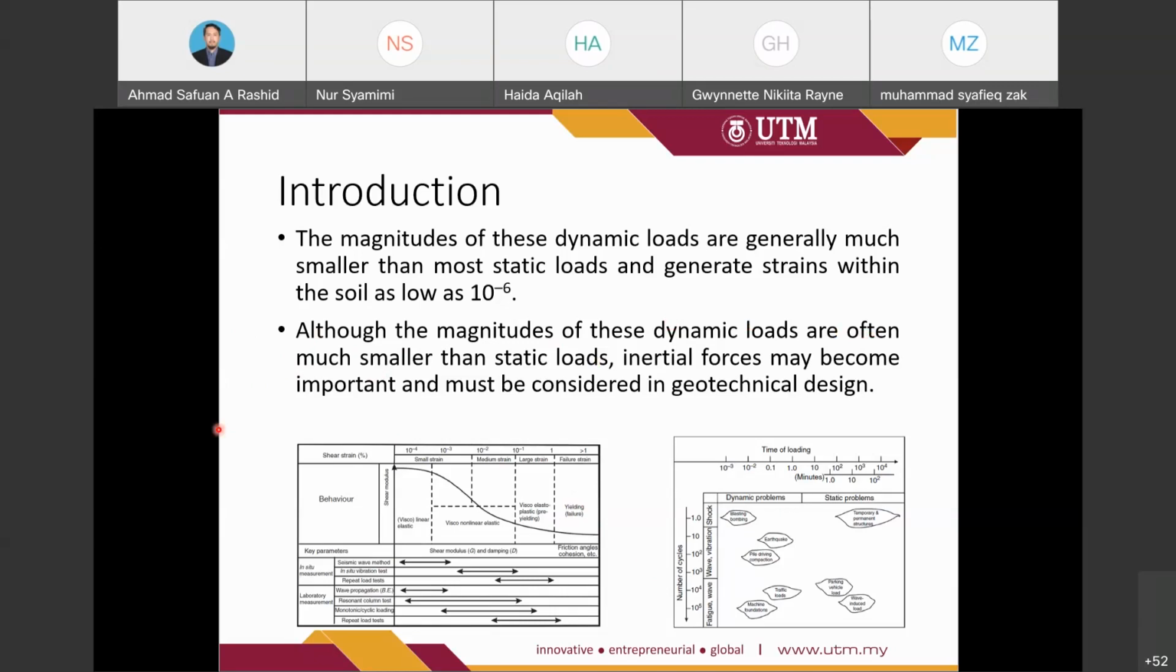So as we can see in this diagram, we have here dynamic problems and static problems. The dynamic loading can be defined by two characteristics, which are loading frequency and the number of load cycles. Generally, dynamic problems are where the cyclic load is applied at a frequency greater than 1 Hz, or 1 cycle per second.